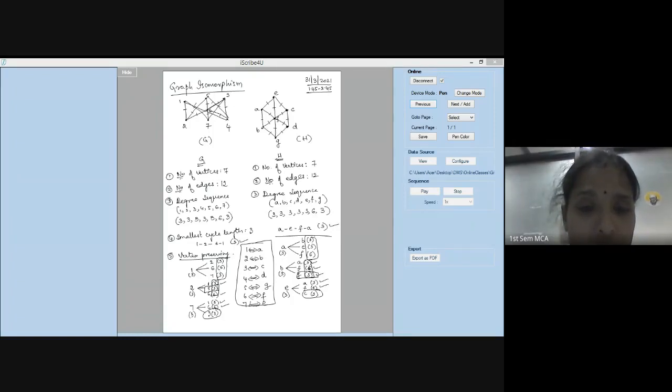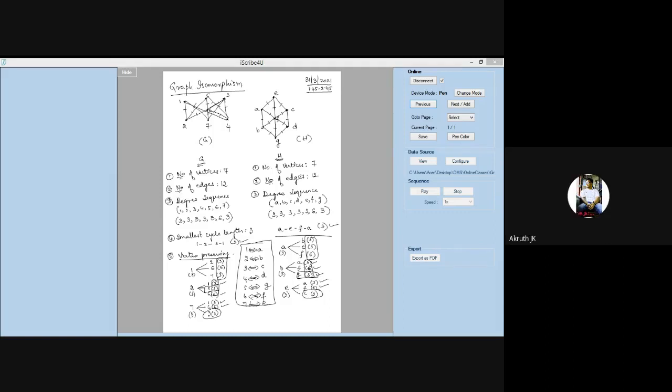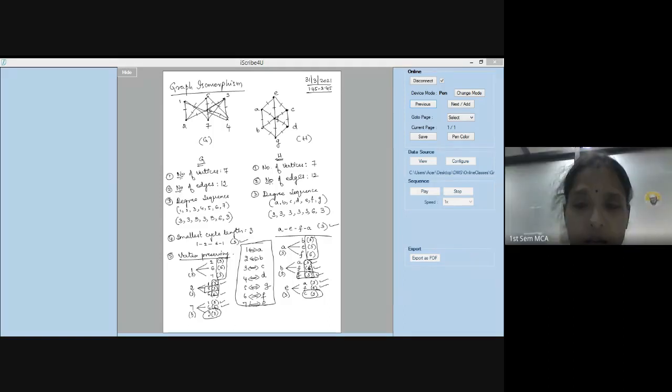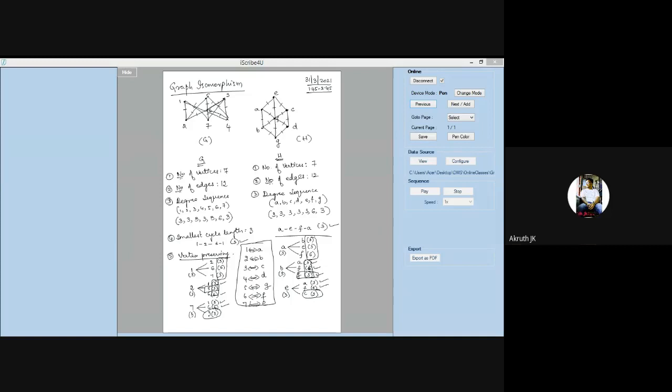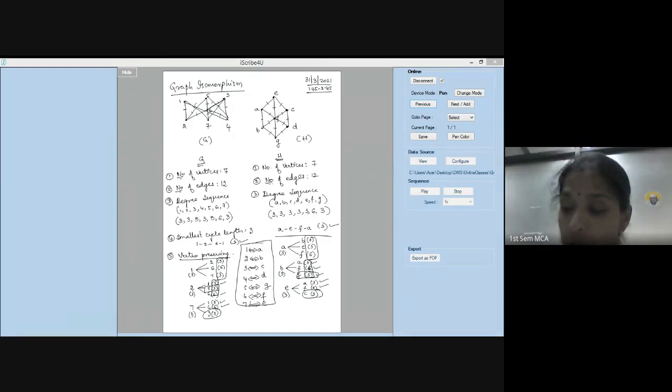Is it clear to you now, Akrut? Do you understand? What doubts do you have, tell me. You will know in the edge preserving step whether you are in the vertex preserving step correctly.